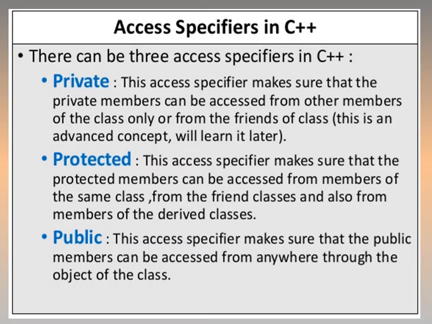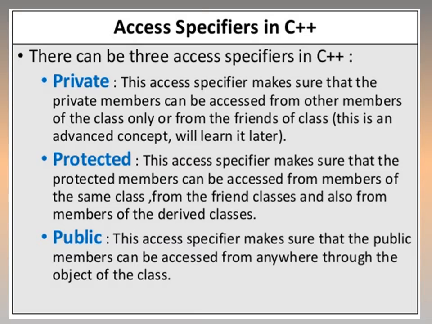Second, protected. This access specifier makes sure that the protected members can be accessed from members of the same class, from the friend classes and also from the members of the derived class. Okay, what does that mean? If we declare the data members and member functions under the protected access specifier, then those members can be accessed by the same class, the friend class and the derived class.